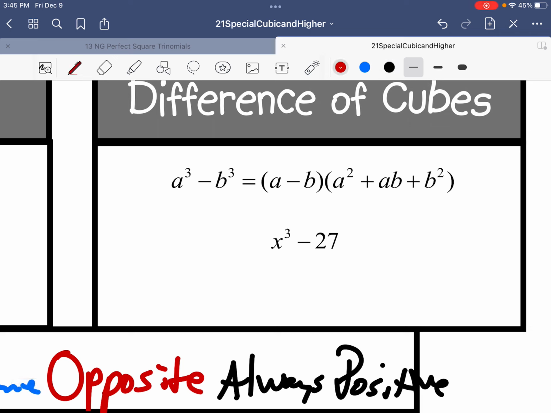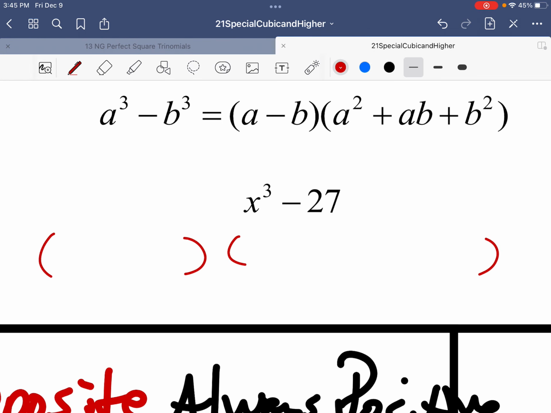Sometimes students are ready to try one of these on their own after just seeing a few of them. If you're not quite ready, then keep listening. You have to recognize that this is a difference of cubes. That means that both these numbers are perfect cubes. Where did x cubed come from? It came from x. Where did 27 come from? Now, if you're having trouble with this, you have to realize that 3 cubed is 3 times 3 times 3. That's 27. So that means that 27 came from a 3.